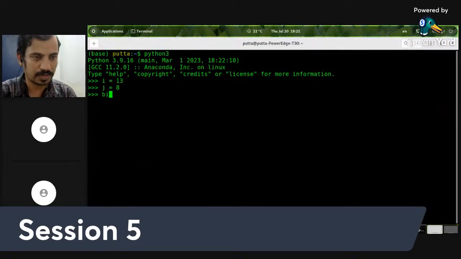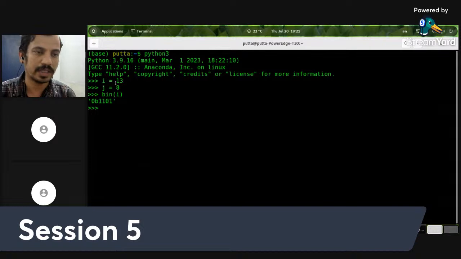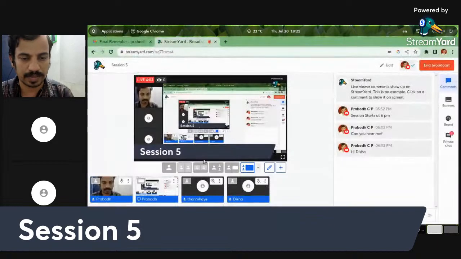So we can use something called the bin of I. See, 13 is displayed in the binary form 1101. Likewise, if I give bin of j, it is 1000 in binary. So what do these bitwise operators perform?